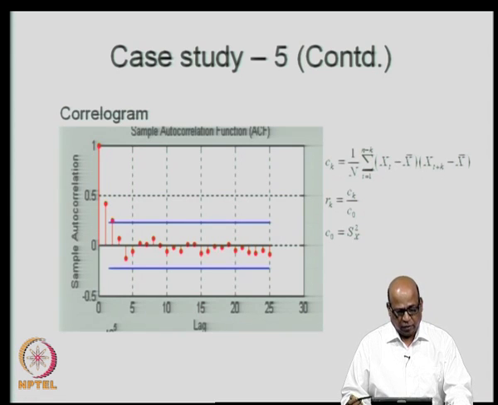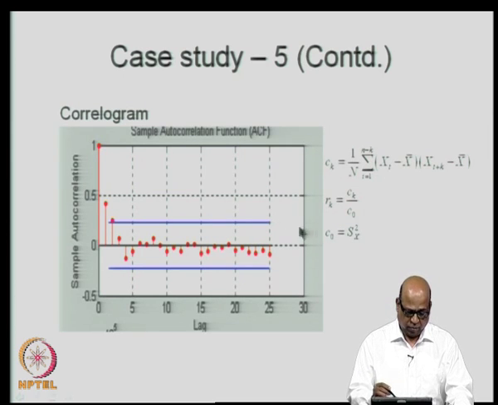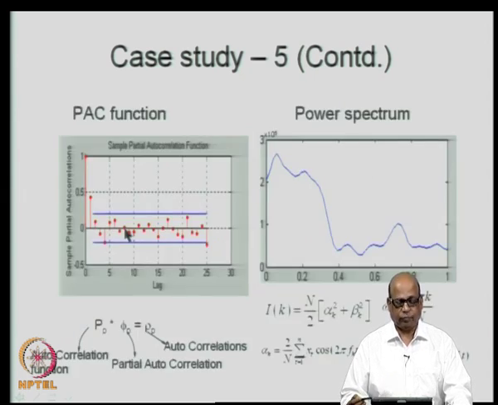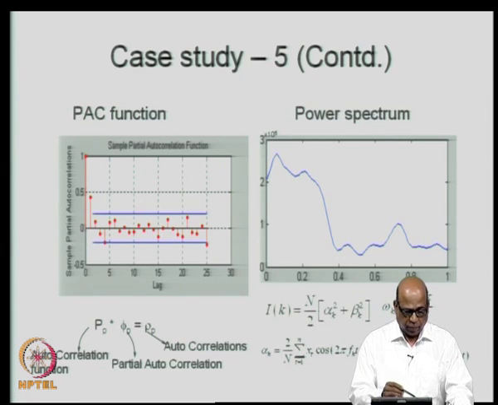So, the correlation plot or the correlogram indicates that most of the correlations are insignificant. You may only have 1 and 2 as significant, and they are also decaying as you go with the lag. The correlations are decaying with the lag. Let us look at the partial autocorrelation.